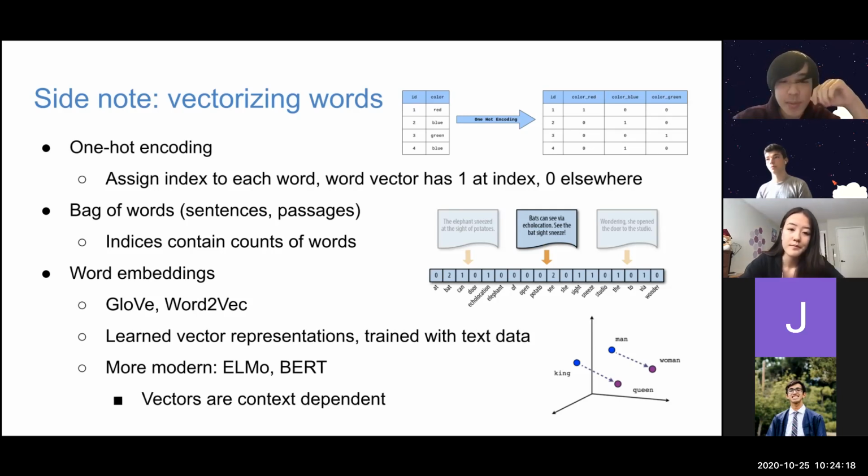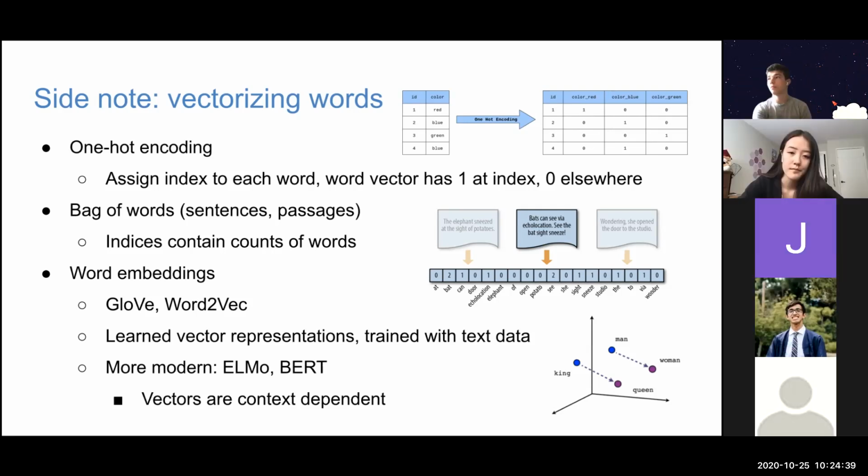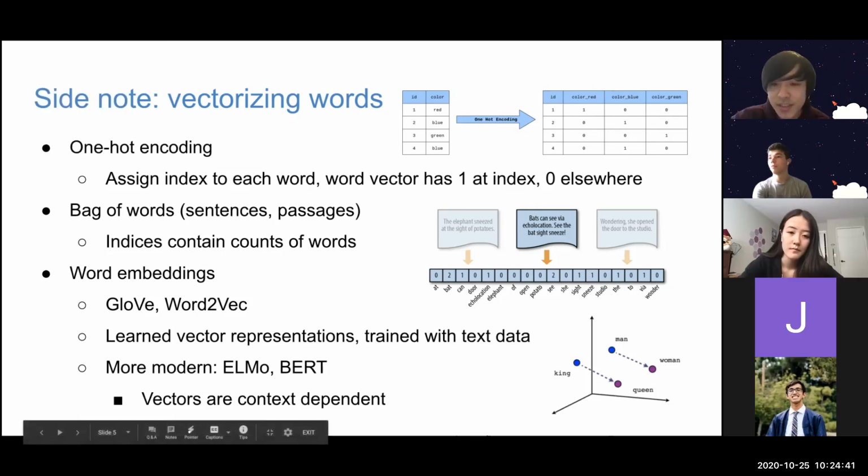The upside to these is that the vectors are context dependent. So if you were to encode sentences or words using these vectors, then the resulting vector would already know the context. The vector would interpret that word in the context of where it was found, which is really cool. At this point, if anyone has any questions, you can just unmute yourself or ask in chat if you want.